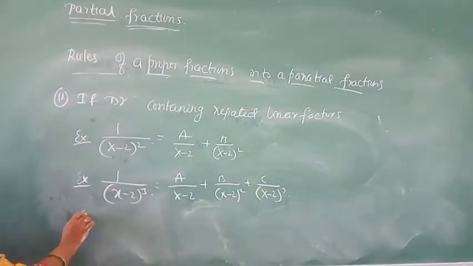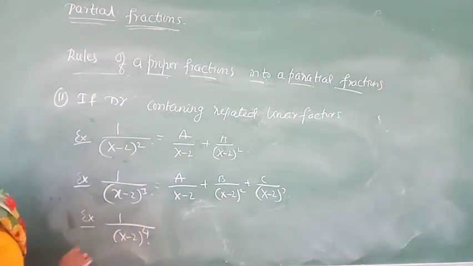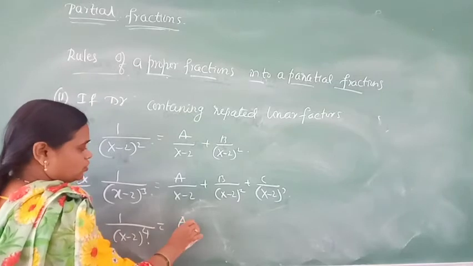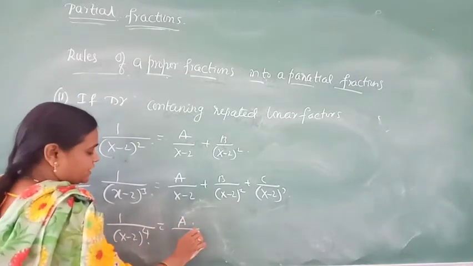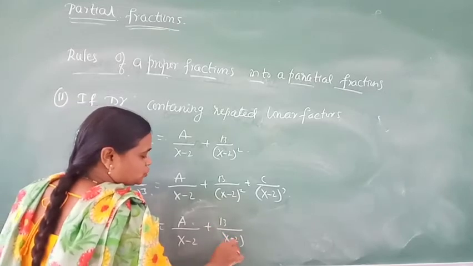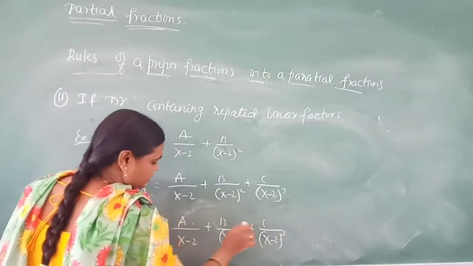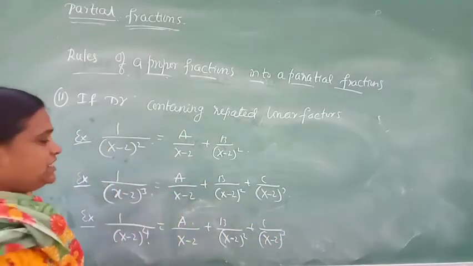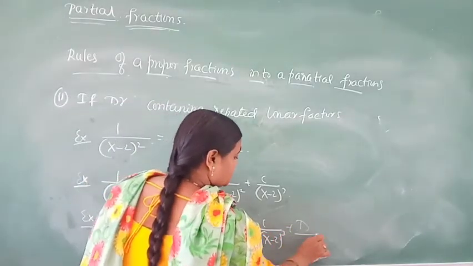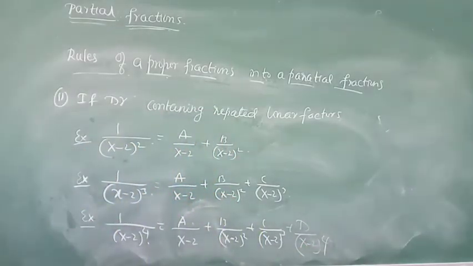For example, if I take another one, 1 divided by (x minus 2) to the power 4, we get how many roots? 4. Therefore, we can write this one as a by (x minus 2), b by (x minus 2) square, plus c by (x minus 2) cube, plus d by (x minus 2) to the power 4. Okay, if roots are repeated.